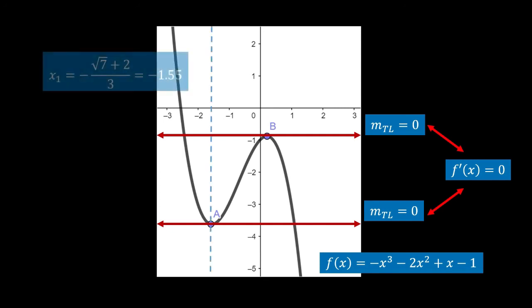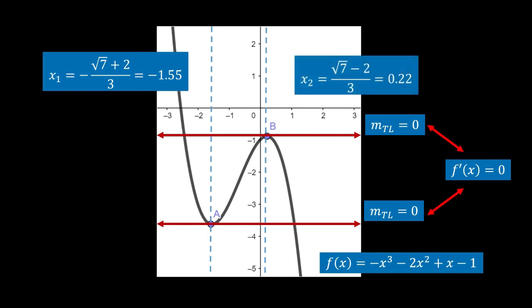We found out that the values of your x are x sub 1 is equal to negative 1.55 and x sub 2 is equal to 0.22. So these are approximations, okay? So we rounded off our values of x to the nearest hundredths digit.